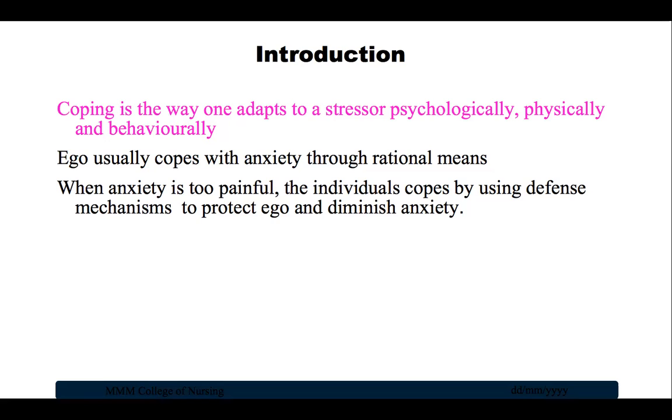If you remember, in the last video I discussed coping and adaptation, where I said a physiological response of the body to stress is an example of bodily defense mechanisms, while ego defense mechanisms are what we are going to discuss today. So, to begin with, coping is a way one adapts to a stressor physiologically, physically, psychologically, and behaviorally. Ego usually copes with anxiety through rational means. When anxiety is too painful, the individual copes by using defense mechanisms to protect the ego and diminish anxiety.